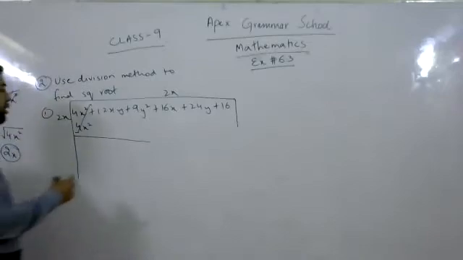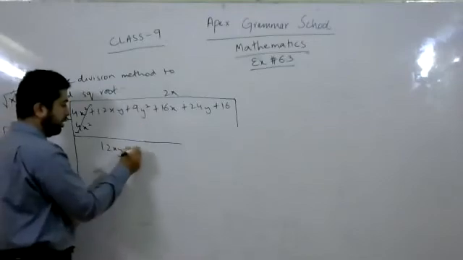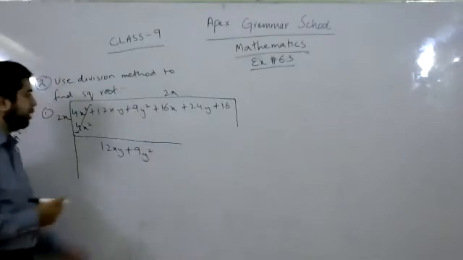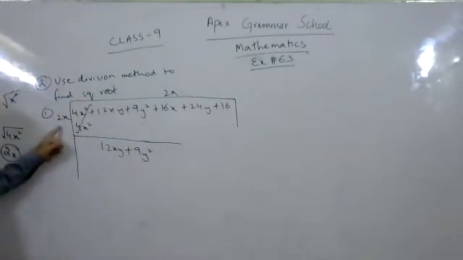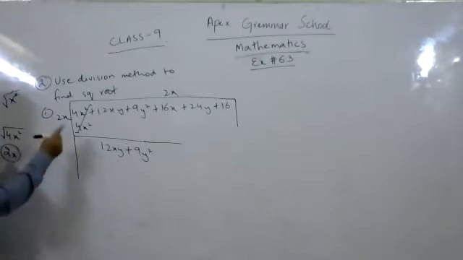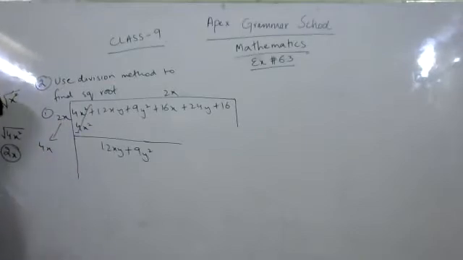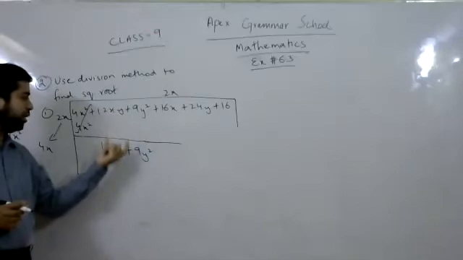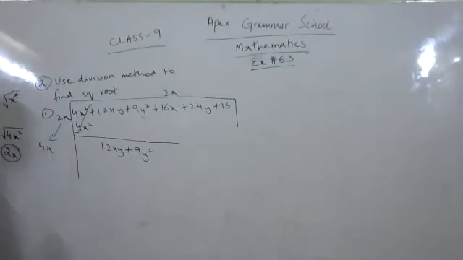Now you are left with 12xy plus 9y square. Only these two expressions you need to put down here. And for this divisor, 2x, you need to multiply it by 2, which will be 4x. This will be 4x. The 12xy plus 9y square will be here, and this 2x doubled, 4x, you need to put here.